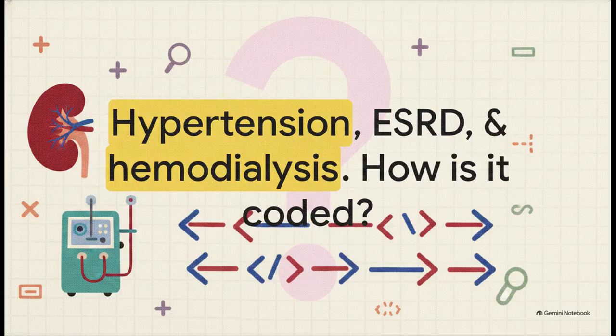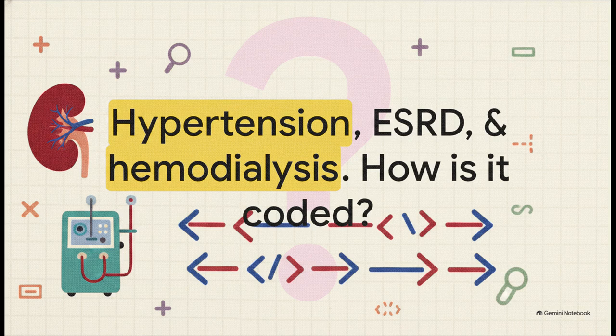So let's put your skills to the test right off the bat with a real-world scenario. I'm going to read this prompt aloud, and I want you to read along and mentally formulate your own answer before we reveal the solution. Ready? Here we go. A 72-year-old patient is treated for hypertension and ESRD. The patient is hemodialysis dependent. How is the diagnosis coded?